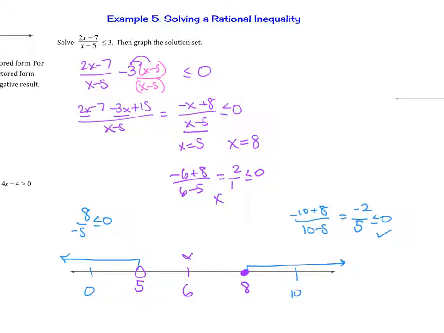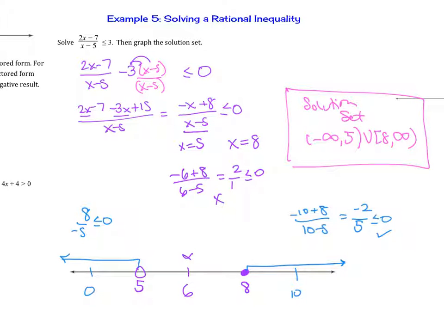We can say our solution set is, I'm going to write it up here, from negative infinity to 5, with a parenthesis because we cannot include that 5, union, that should be a bracket, 8 to infinity. And so here's our solution. And then you have your graph as well.